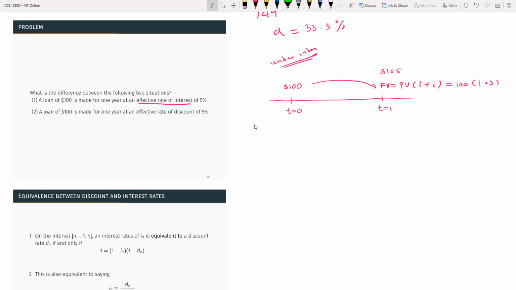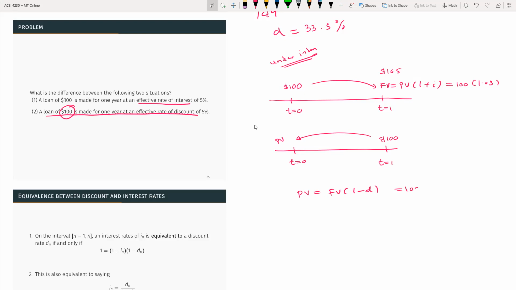So when they state a loan of $100 is made for 1 year at an effective rate of discount, the 100 is actually what you pay at the end. Okay, so that's the difference between discount and interest. So here is t equals 0, t equals 1. So here you get $100. So you basically have to calculate what would be the present value. So present value is future value times 1 minus d, which is 100 times 1 minus 0.05. It is going to be 95.